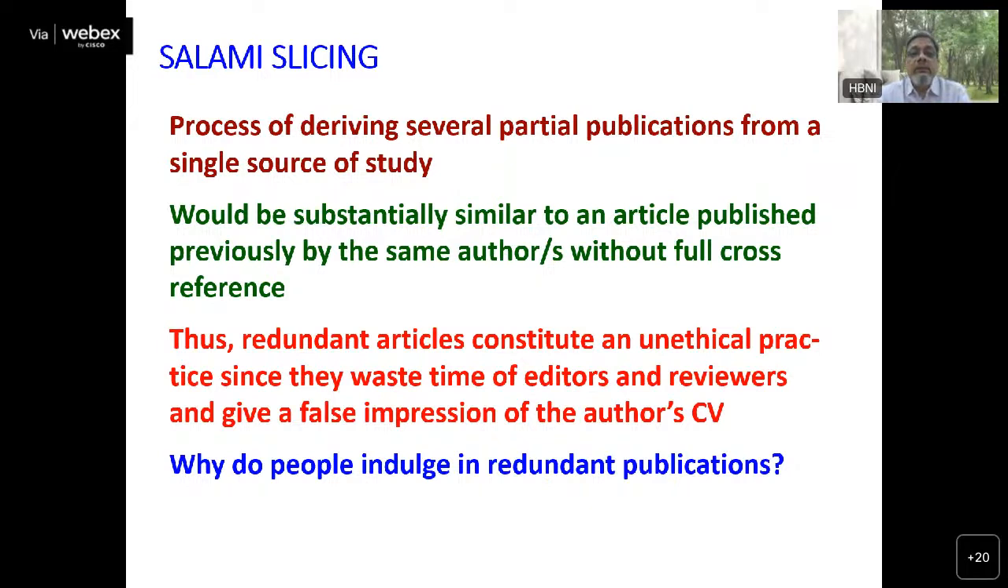So what happens in this salami slicing? So here what happens is that you have one set of study, one study out of which you squeeze out at least 3 to 4 publications from the same single source of study. And how will this happen? You can see that, for example, you study the behavior of some property of a material across some temperature region from, say, 5 degrees Kelvin to some 500 degrees Kelvin.